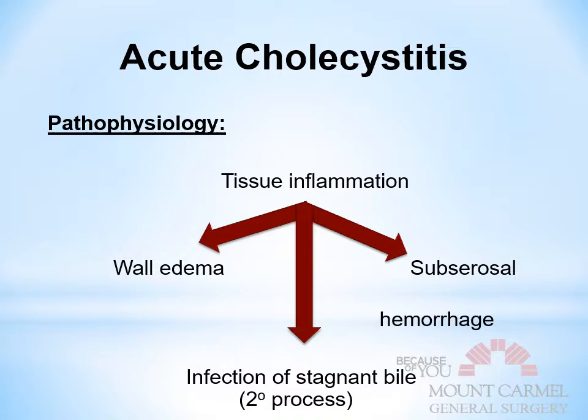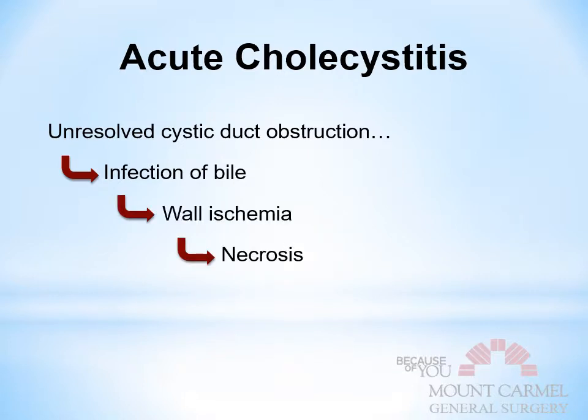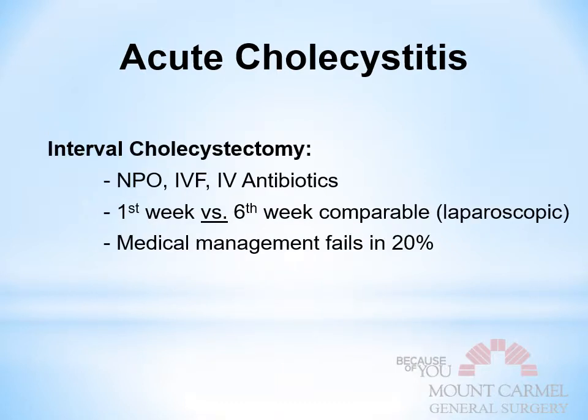And then there's also subserosal hemorrhage that will occur, and that separates the tissue planes. It leads to more of a significant edematous collection and ultimately towards emphysema. Unresolved cystic duct obstruction leads to infection of the bile, leads to wall ischemia as well, which leads to necrosis and gangrene and emphysema.